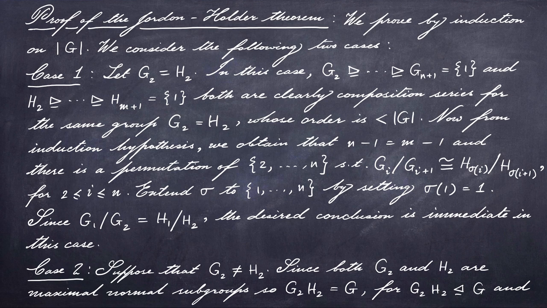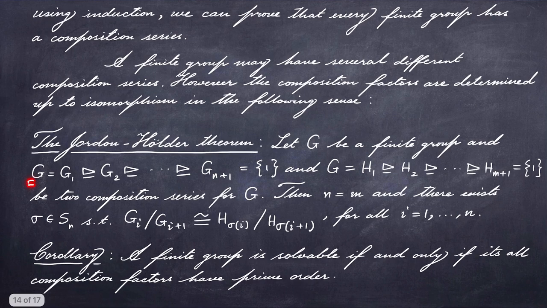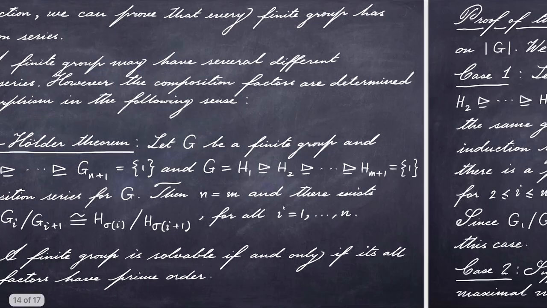So, as with most of the theorems of finite group theory, we will prove the Jordan-Hölder theorem by induction on the order of G. So we consider the following two cases. Suppose these are two given composition series for G. We first split our argument into two cases. In the first case, we deal with the situation when G2 becomes equal to H2.